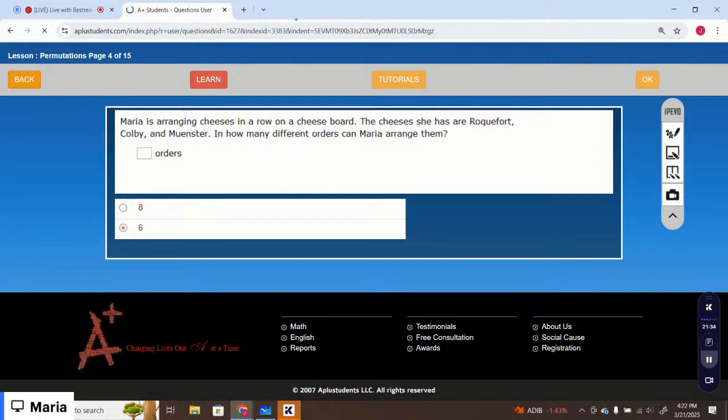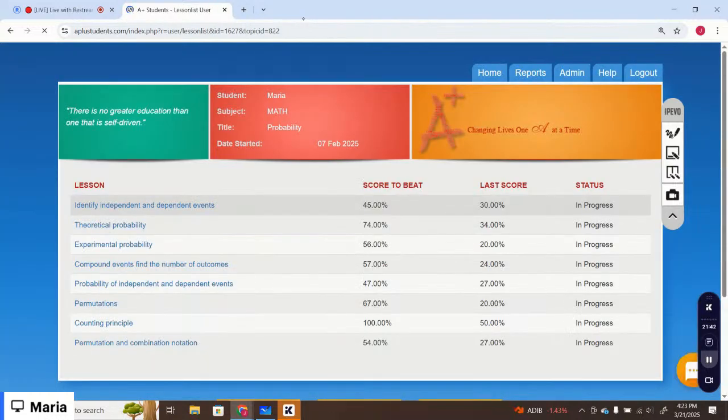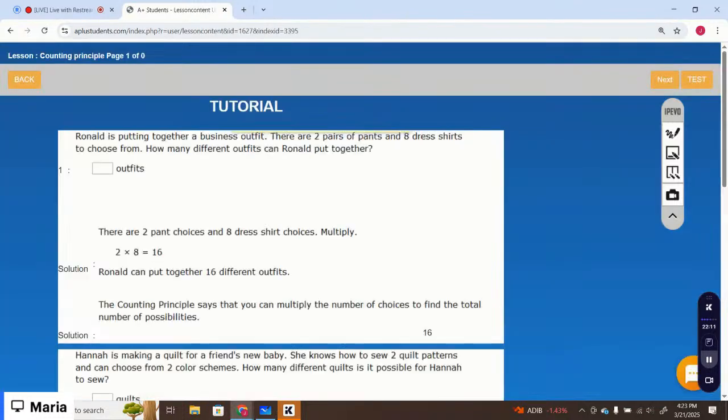Okay, you can complete the lesson by yourself for today. Let me just move on to the next lesson. The next lesson is counting principle. Let's just start with the lesson.